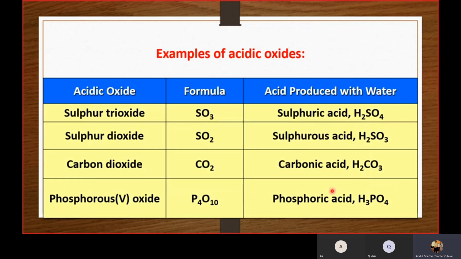Now the examples of acidic oxides: sulfur trioxide, sulfur dioxide, carbon dioxide, phosphorus oxide. When they react with water, they produce acids. Sulfur trioxide reacts with water to produce sulfuric acid. Sulfur dioxide produces sulfurous acid, carbon dioxide produces carbonic acid, and phosphorus oxide produces phosphoric acid.